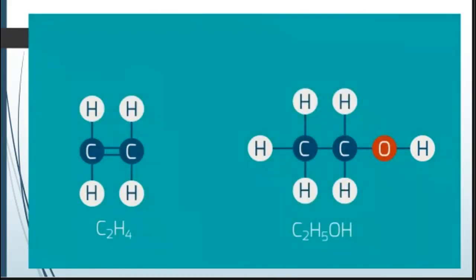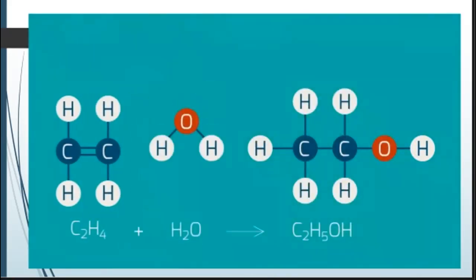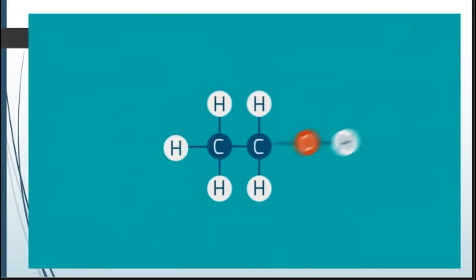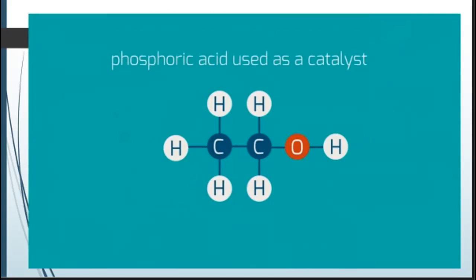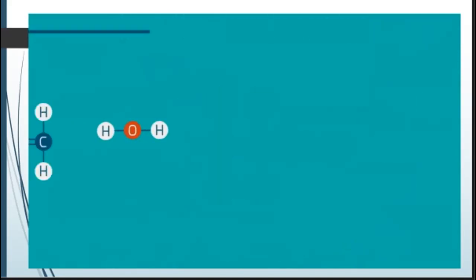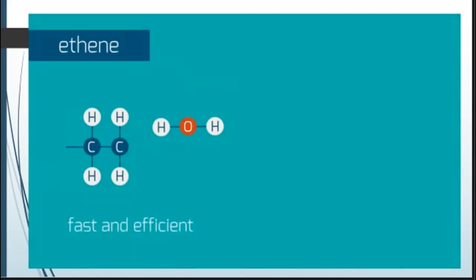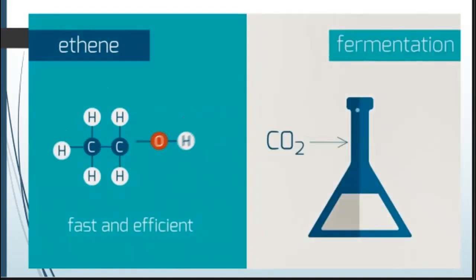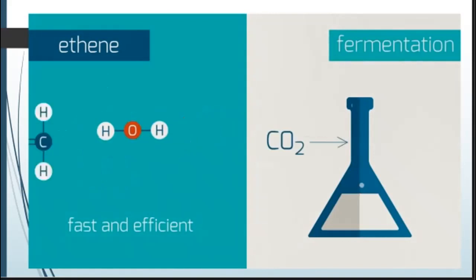Well, the answer is the good old water molecule. It's reacted with the ethene in steam form, and the ethene double bond breaks open, allowing addition of H2O. Phosphoric acid is used as a catalyst. Note that ethanol is the only product in this reaction. The ethene route is faster and more efficient as there is no waste product formed, only the useful one. Fermentation also yields carbon dioxide, which isn't useful to us.